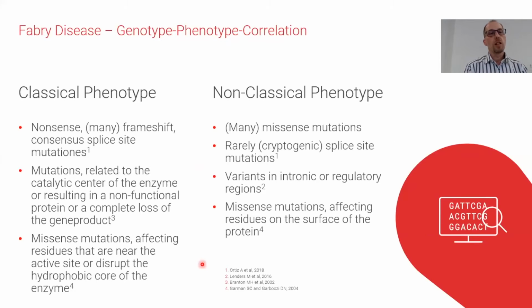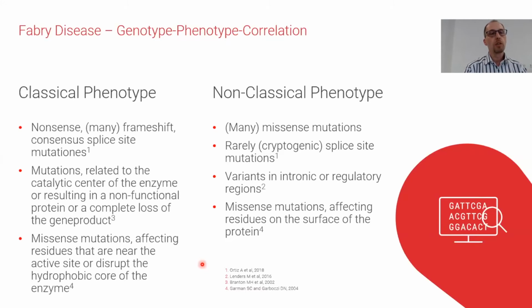Looking at the genetic background of these different phenotypes, in the classical phenotype you mainly get nonsense mutations. Many of the frameshift mutations are responsible for the classical phenotype, or also consensus splice site mutations. Or if you have mutations which are related to the catalytic center of the enzyme, or which result in a non-functional protein or a complete loss of the gene product, then you will have a classical phenotype.